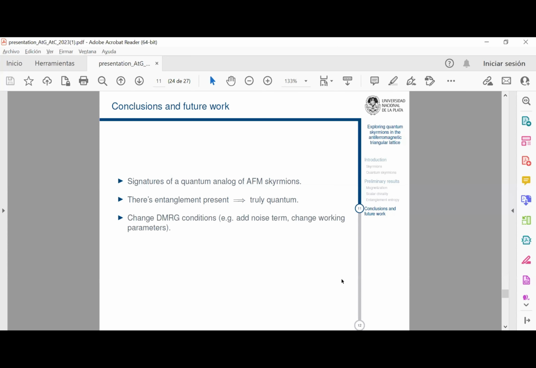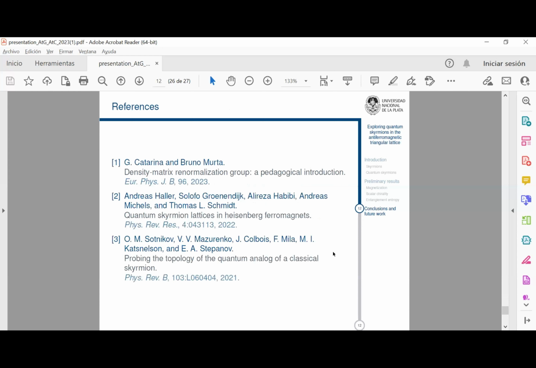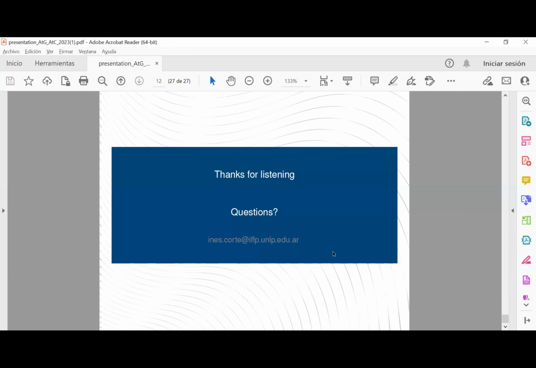For instance, we would have to make some finite size scaling of our system. By that I mean trying to reach larger system sizes, and of course change some of the parameters of the DMRG. For instance, maybe adding some noise term in order to see whether the ground states we obtain are actually ground states, or whether they could be a local minimum instead of a global minimum. And that's about it. I'm leaving you here some of the references of the works I was mentioning during the talk. And once again, thanks for listening.